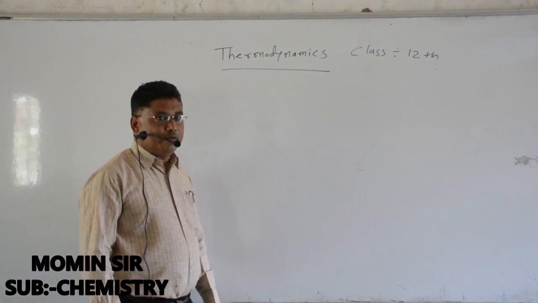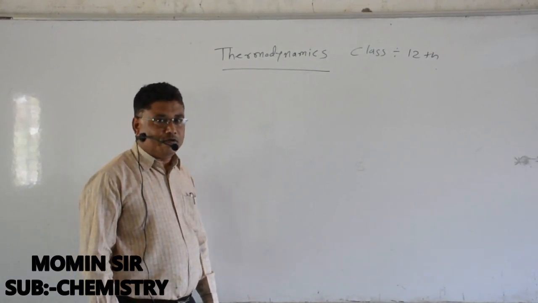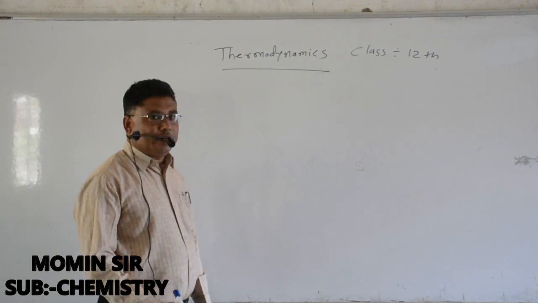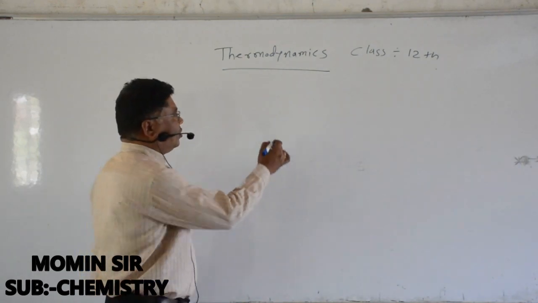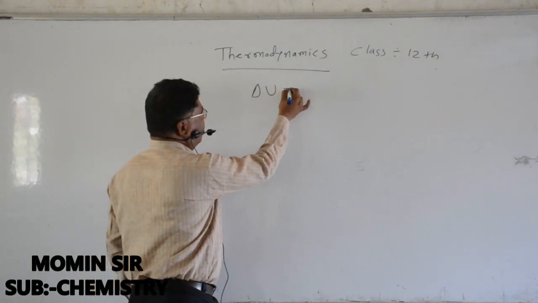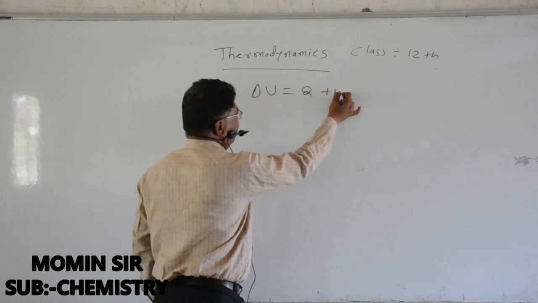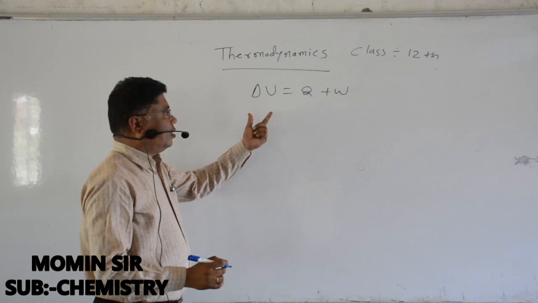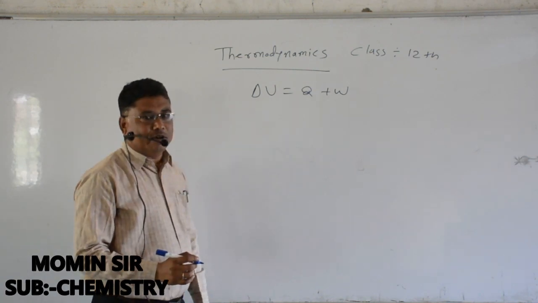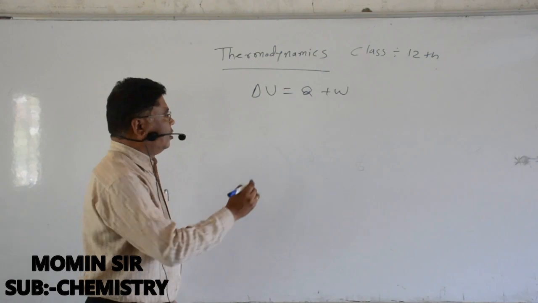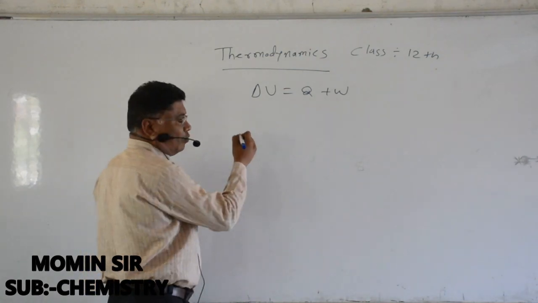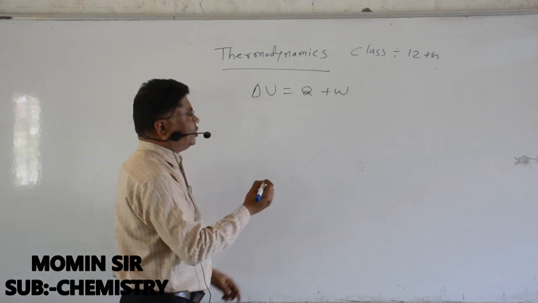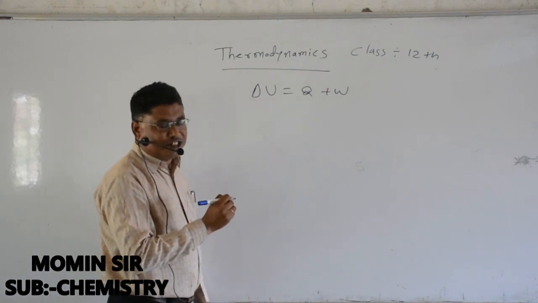Okay, yesterday we completed the mathematical equation of the first law of thermodynamics. As you know, what is the mathematical equation of the first law of thermodynamics? Delta U is equal to Q plus W. Now, we want to apply this mathematical equation of the first law of thermodynamics for various processes.